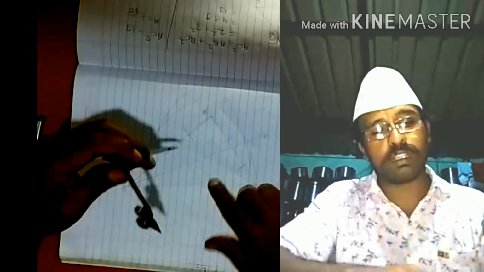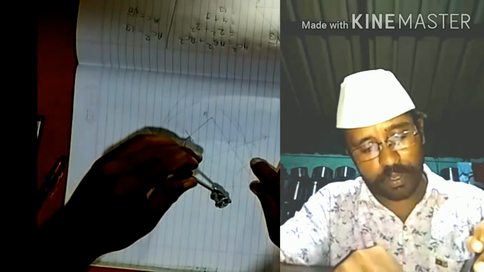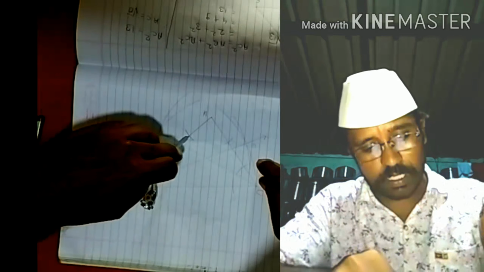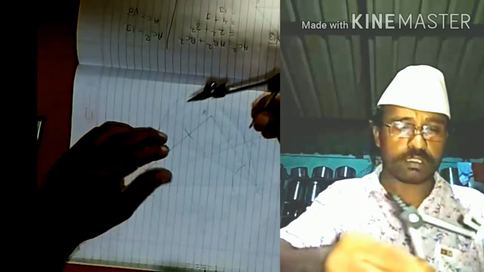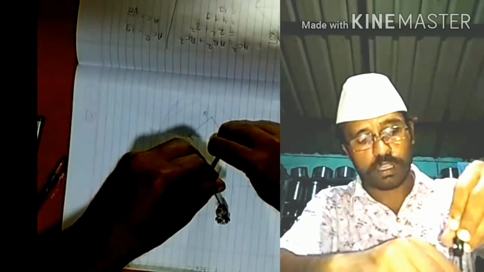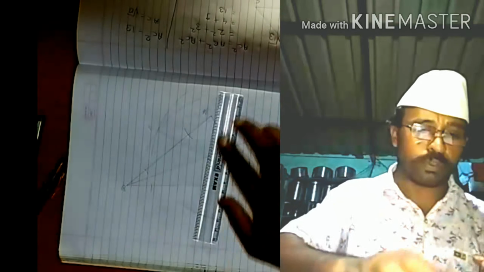Now increase the distance so that the arcs plotted from this point will come out of the triangle, right? And without changing the distance, the arc plotted from this point also will come out of the triangle. Now we just have to connect these 2 points. Okay? After connecting these 2 points, we will get the angle bisector.